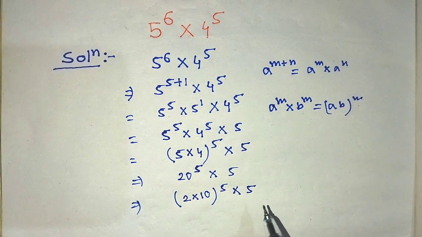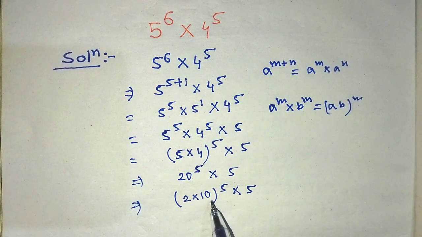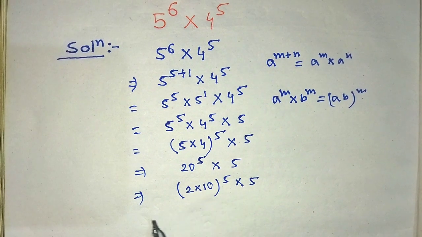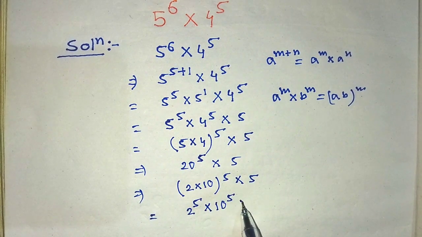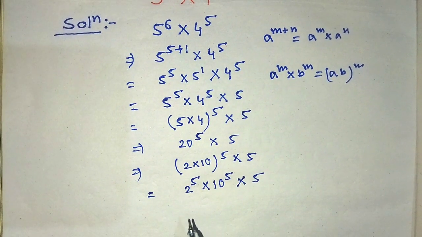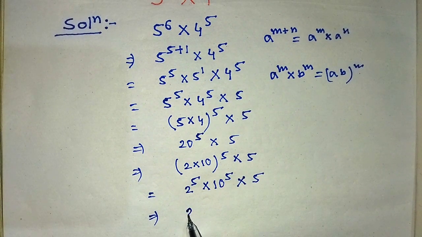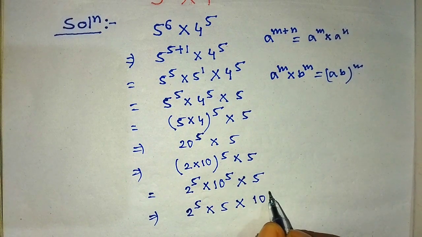Okay student. So my dear student, after that again we have to apply this formula on this exponential form. Okay. So after applying this formula on this exponential form, we can write 2 to the power 5 into 10 to the power 5. Again we have to write 5. So student, after that we have to arrange these terms. So we have to write in here 2 to the power 5 into 5 into, in last position we have to write 10 to the power 5.